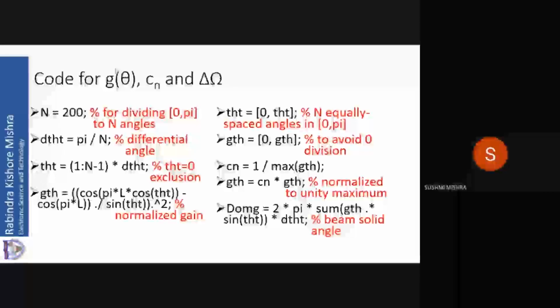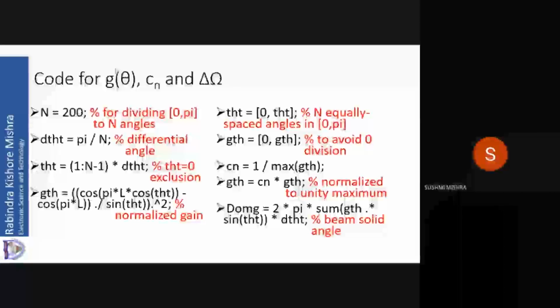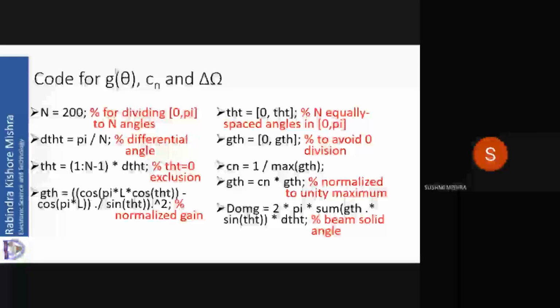Pi is the maximum value, minimum value here is 0. Otherwise it will be pi minus the minimum value divided by n. Upper limit minus lower limit by n. Lower limit here is 0. Therefore dth is equal to pi upon n. So this gives me my differential angle.